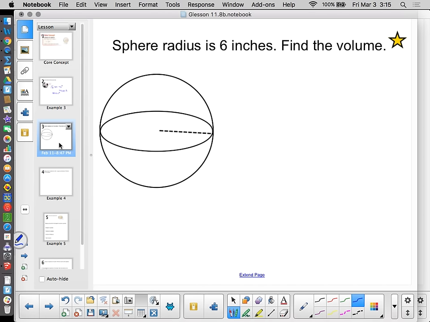The sphere radius is 6 inches. For this particular problem, let's keep things in terms of pi. So we aren't going to decimalize this one. So what is the volume?